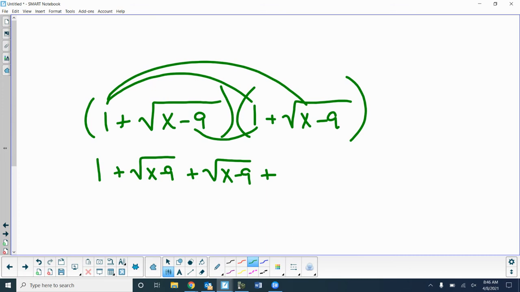What's the square root of x minus 9 squared? X minus 9, right? So then we get this. X, and then minus 8 plus 2 of these, right?